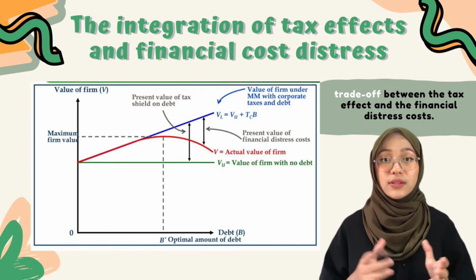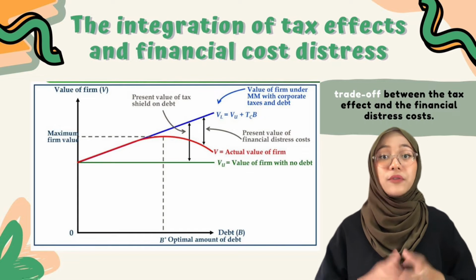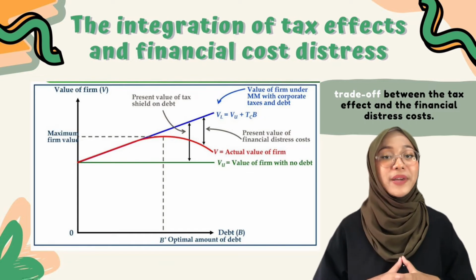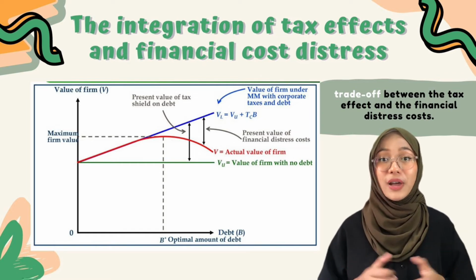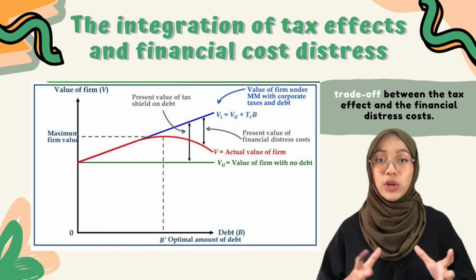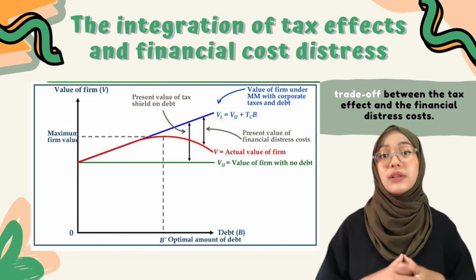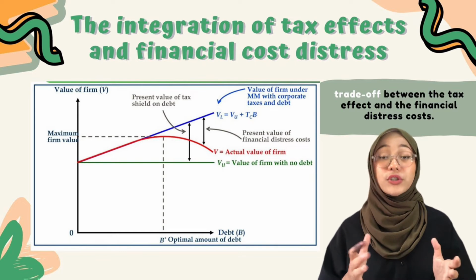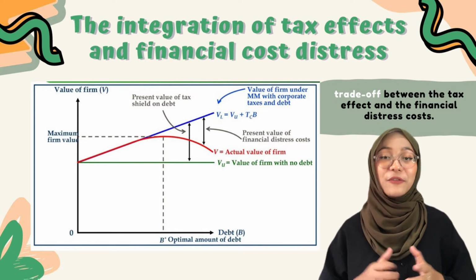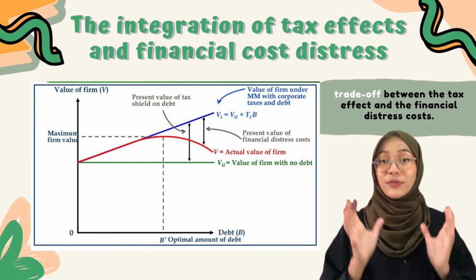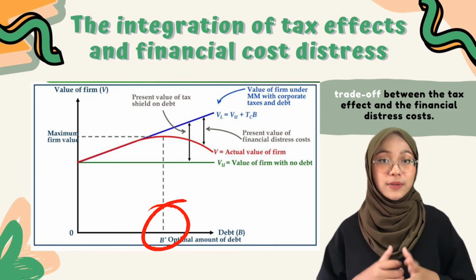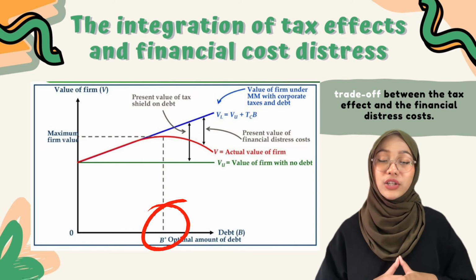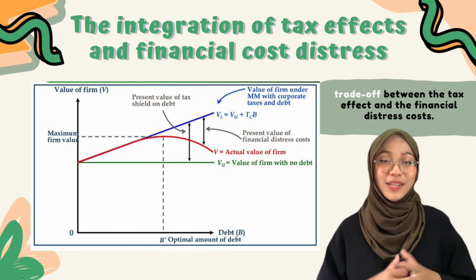If the distress cost exceeds the tax advantage, the value of the firm will decrease, which tends to increase the risk of bankruptcy. Therefore, the firms cannot borrow a large amount of money since it will lead to bankruptcy. However, the graph shows the conclusion of the trade-off between the tax and the financial distress cost. The graph also shows the optimal amount of debt that the firms could borrow in order to avoid the financial distress, which is the bankruptcy.